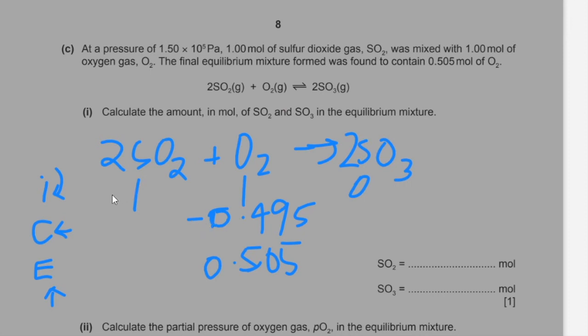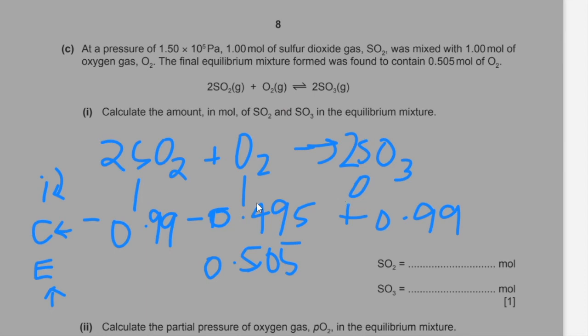Similarly, you would also subtract from the value of sulfur dioxide. Now you're going to multiply 0.495 by 2 to get the value of sulfur dioxide that has been used up, because for every 1 mole of oxygen, 2 moles of sulfur dioxide react. So that is how you get the amount of sulfur dioxide that has been used up. For the product you're supposed to put the opposite sign, which in this case will be positive, and over here this is going to be 0.99, just as it was with the reactant sulfur dioxide.